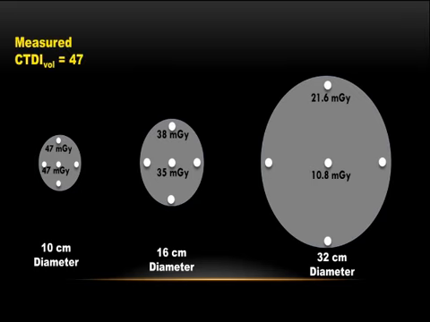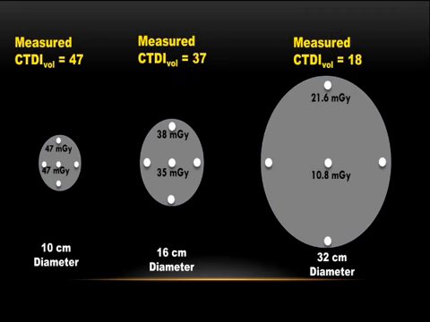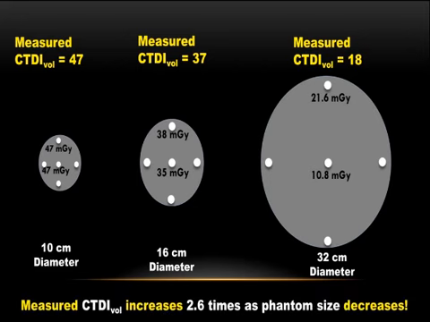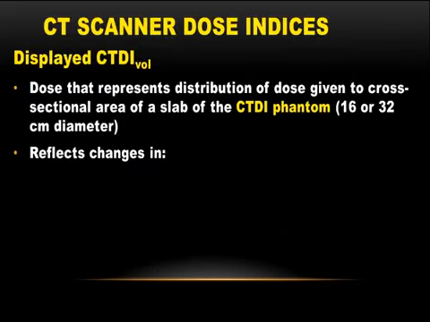But here are the results of the measurements. If I calculate CTDI vol, I get 47 milligray for the smallest phantom, and I get 18 milligray for the largest phantom. And what we notice here is that the measured CTDI vol increases 2.6 times as the phantom size decreases. And again, remember that my scanner output in these 3 measurements is identical. But we do have a difference in dose to the phantoms.